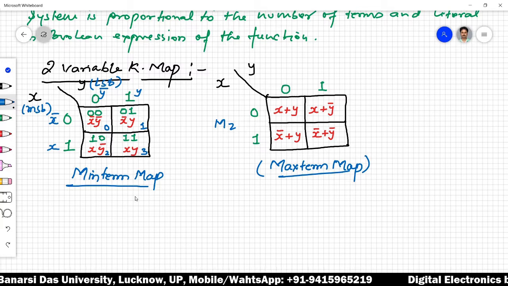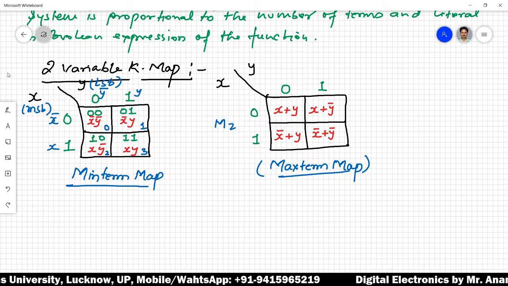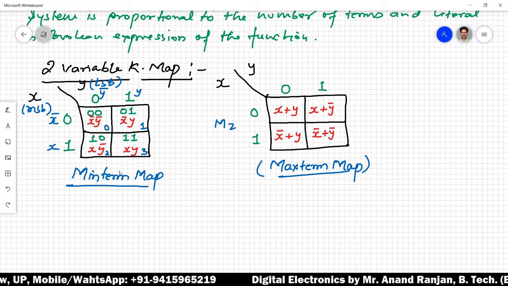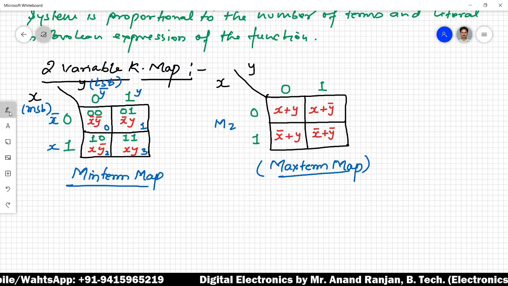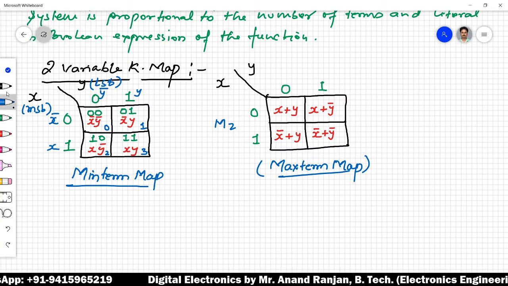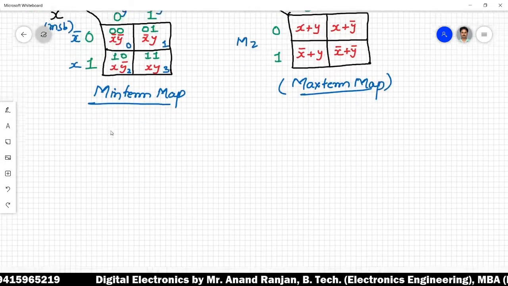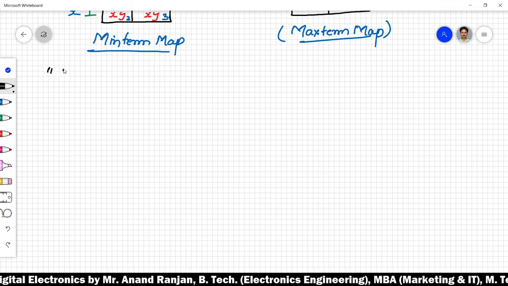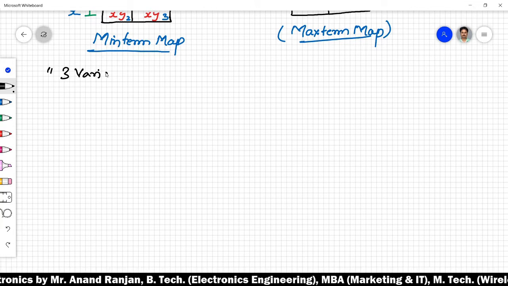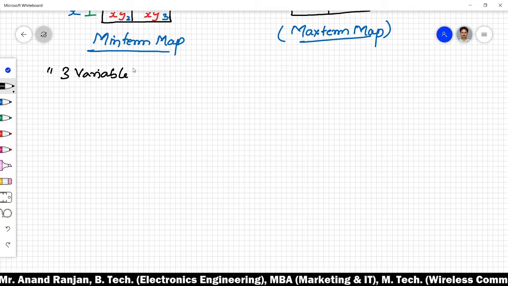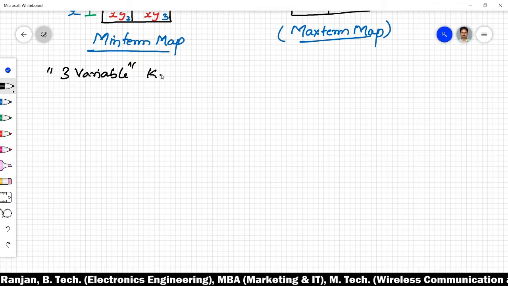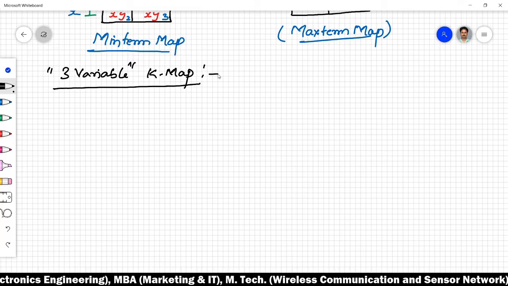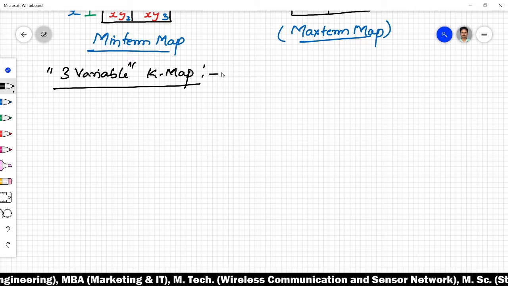All right. Now let us discuss. See, most frequently we use the min term approach for solving Boolean expressions. Now let us discuss the three variable case, the three variable K map.